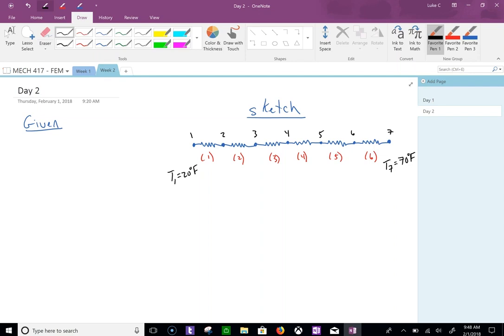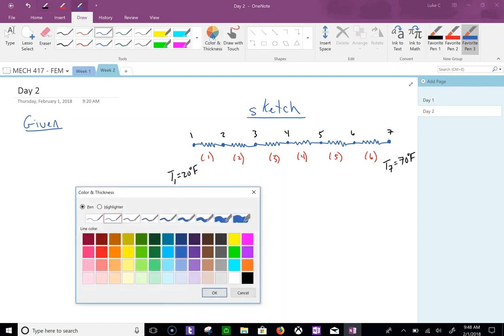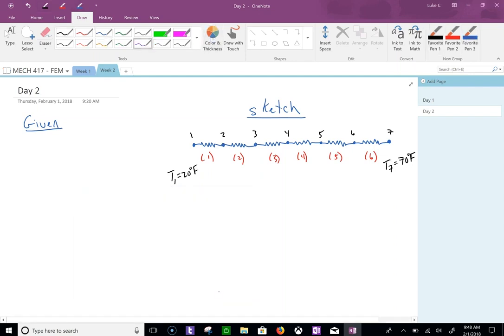So, let's see. I need purple here. Element 1. What are the 3 modes of heat transfer? Conduction, convection, radiation. Yep. Don't worry about radiation. So what is element 1? Convection. Yep. And then, touching, right? Conduction is the touching. Yep.